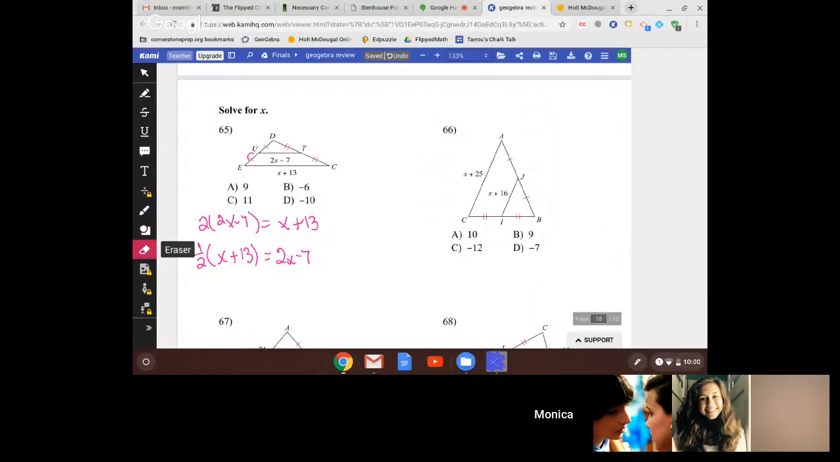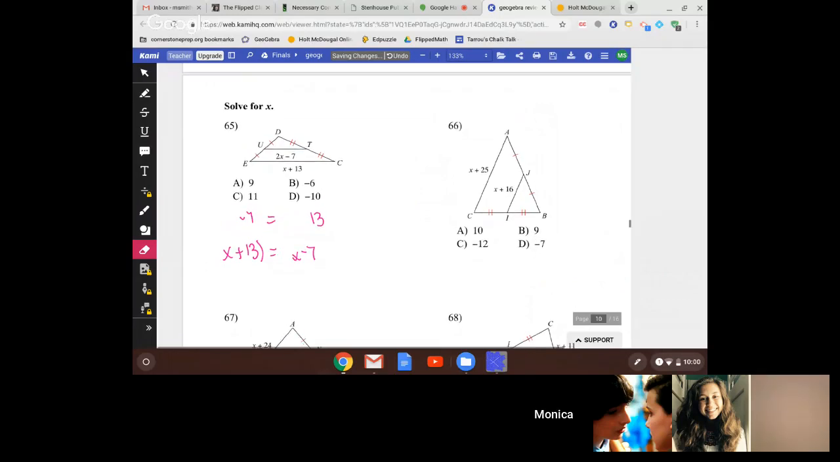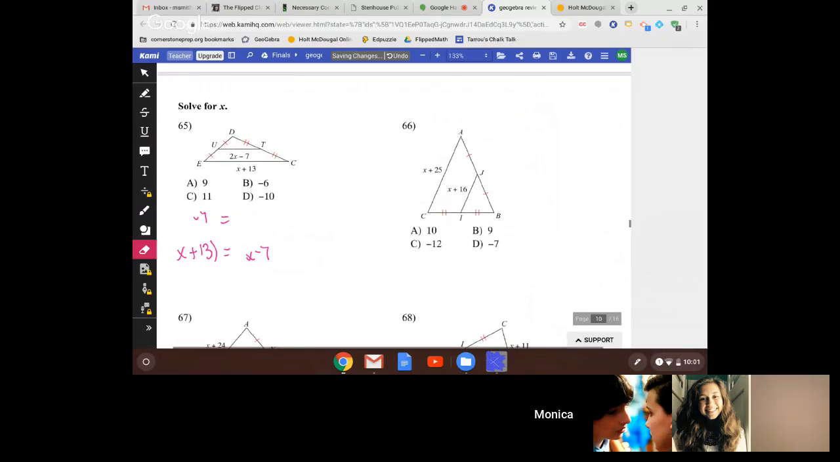So what we're looking at here, Charlotte Ann, is a mid-segment. And that's the stuff that we just did in chapter 5. Okay. So we can tell that UT is a mid-segment of that triangle because it connects the midpoints of both of those sides. U is the midpoint of side ED, and T is the midpoint of side DC. And we can tell that because it divides those sides into two congruent parts.